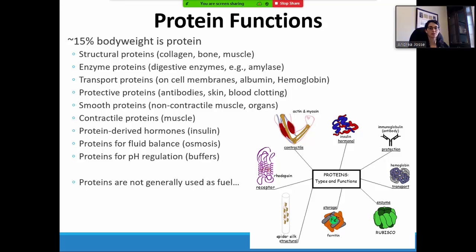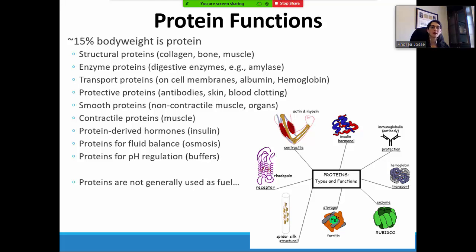Smooth proteins, so this is the non-contractile muscles. So some of our organs are made up of smooth protein. And then we have contractile proteins or striated, which is muscle. Protein-derived hormones that we can talk about, and I'll show you a picture of this one. Insulin is a very important protein-derived hormone.